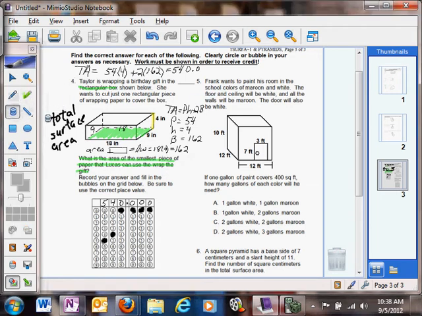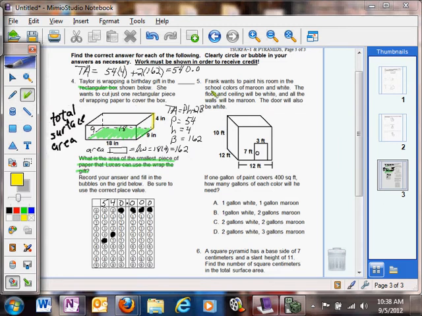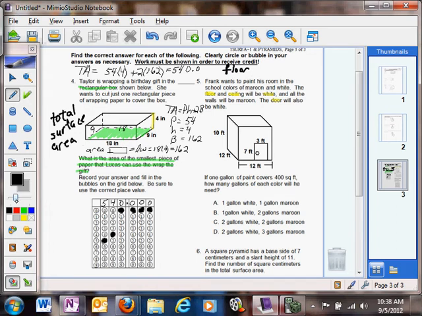They're saying that the floor and the ceiling are going to be painted white. Okay? And all the walls will be maroon, and the door will also be white. So I've got the floor, the ceiling, and the door will be white. And I'm going to write that down. Floor, ceiling, and the door will be white.